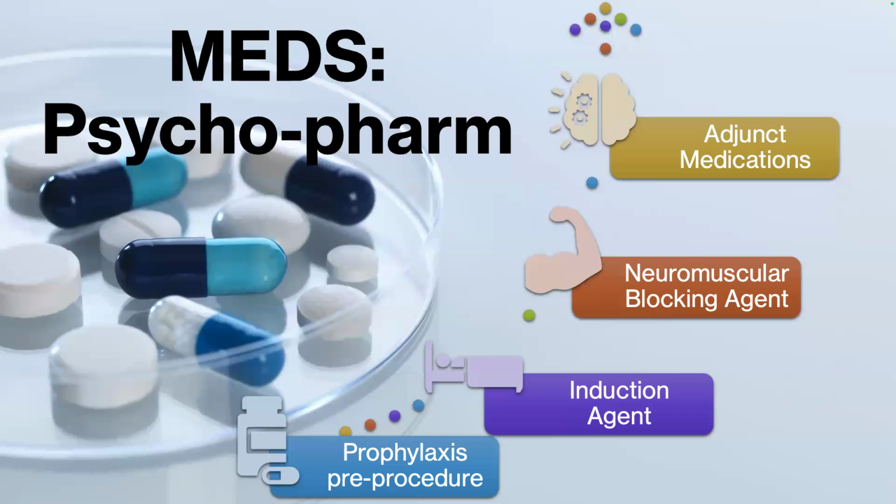We're going to talk about different meds for ECT. So prophylaxis pre-seizure, we may give somebody Tylenol because we know headaches are a common side effect. We may give ondansetron, Zofran, because nausea can be a common side effect coming out of the anesthesia.